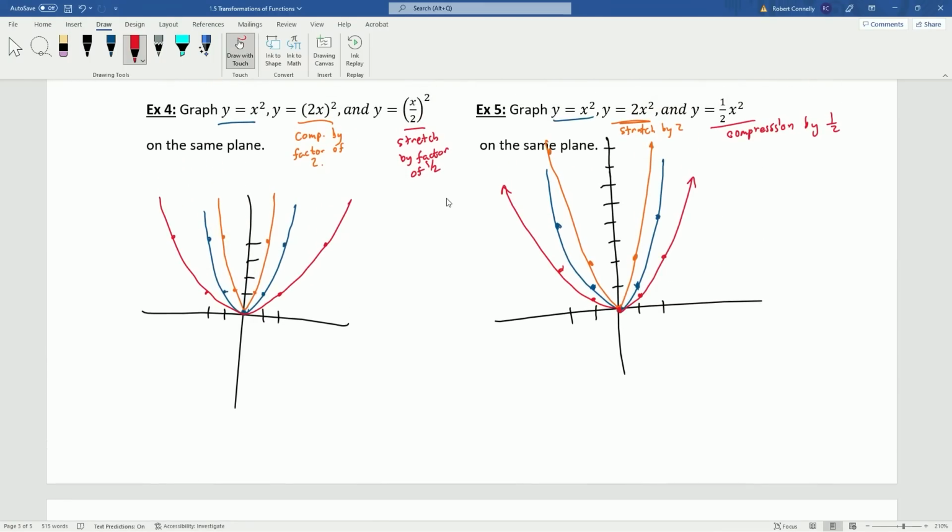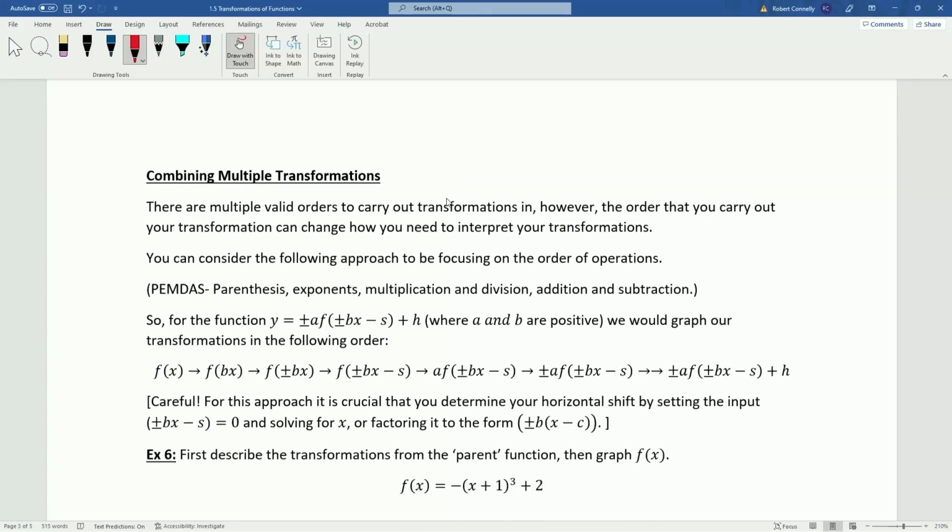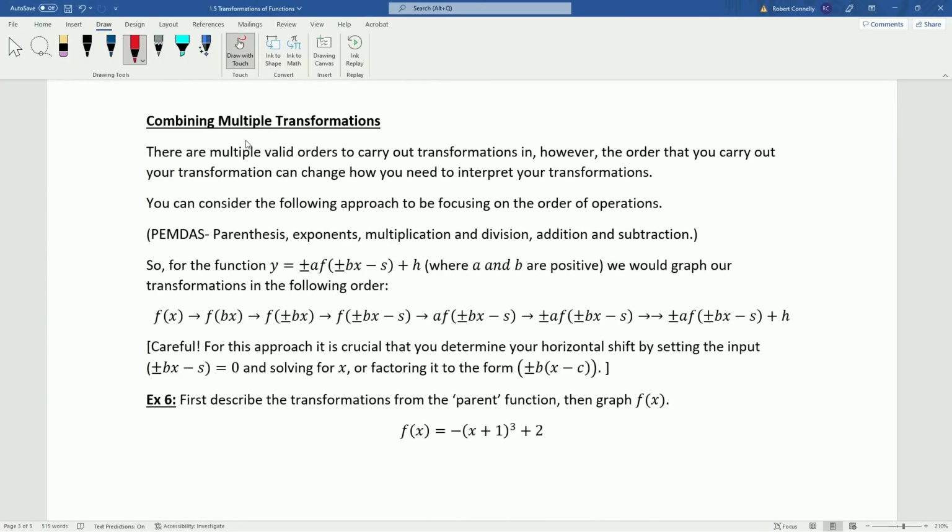Okay, so now to tie this all together, we've got to think about combining multiple transformations. So this is kind of a tricky topic. I have a very particular way that I think this should be approached, but there are multiple approaches to it. The order that you carry out your transformation can actually change how you need to interpret your transformations. So that's the key thing to understand here.